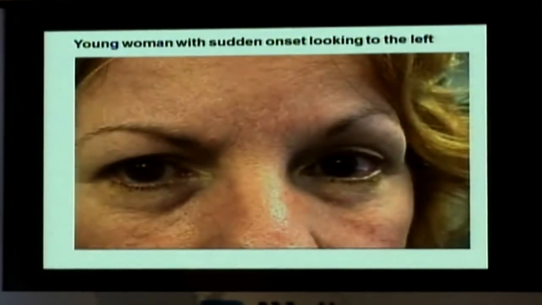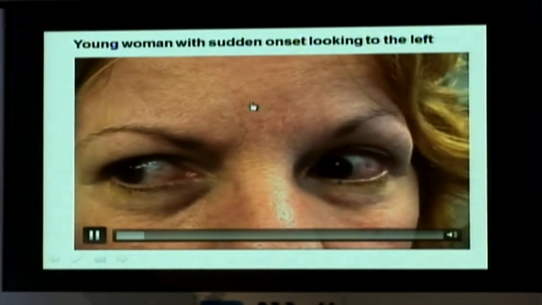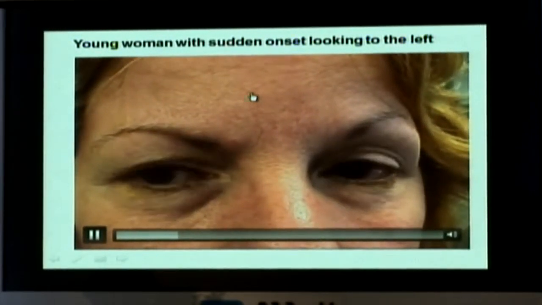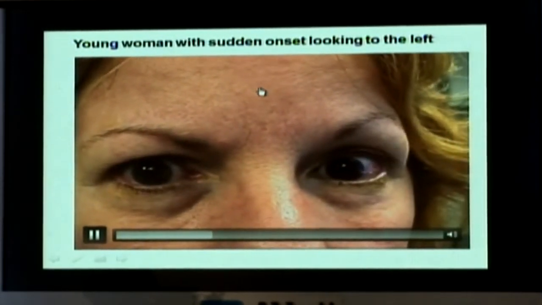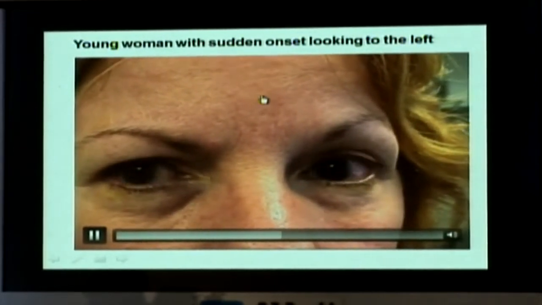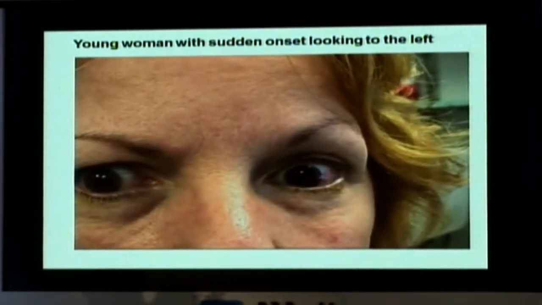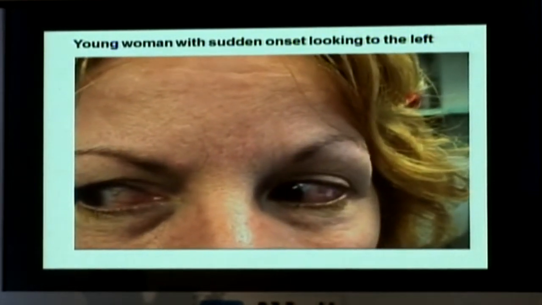All right, let's try another case. Young woman with sudden onset problems looking to the left. Now try and look to the left, way over there, left, where the window is. I can't. Try your best. Yep, I'm trying. Okay, now look at the camera. Look to the right. Now look as far as you can to the left. Right, and as far as you can to the left.